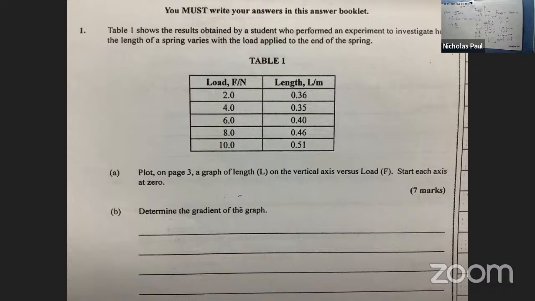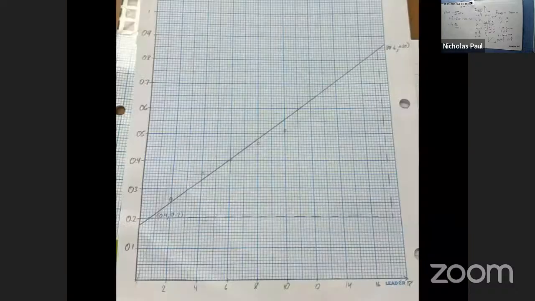Alright, so let's take a look at what the graph's supposed to look like. Remember, Nathan, your graph? Your graph's supposed to look like this, if you plot the points properly and draw the best fit line properly.